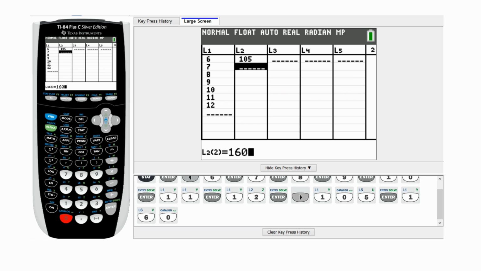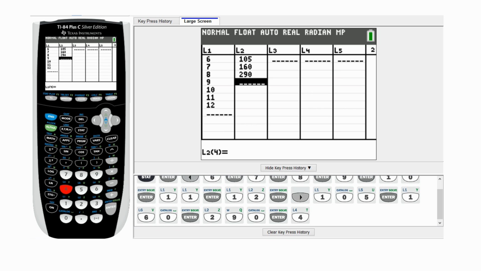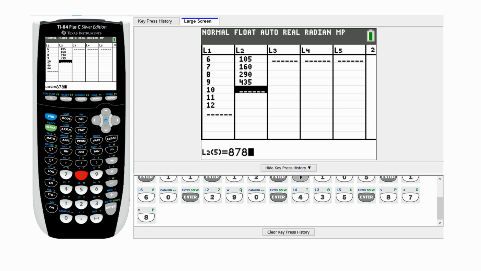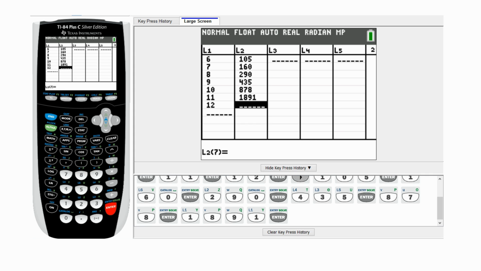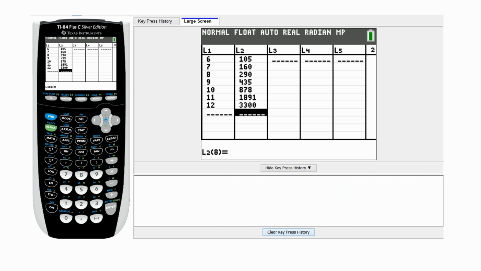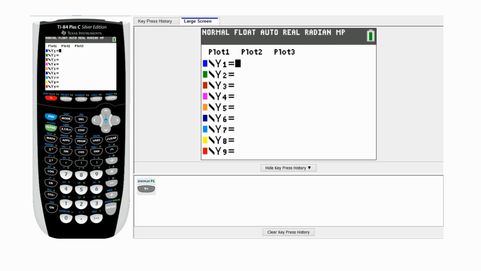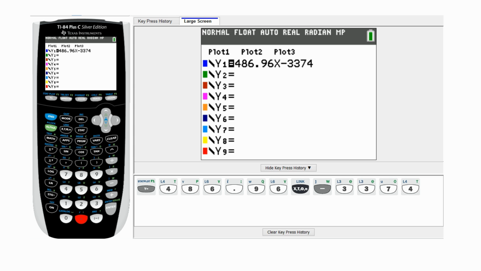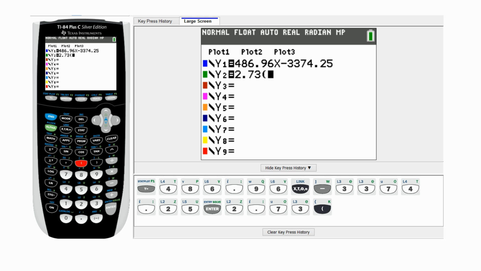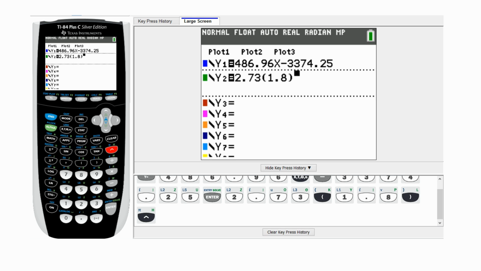105, 160, 290, 435, 878, 1,891, 3,300. Our next step is to type in our equations. Y equals 486.96 and then our variable minus 3,374.25. Enter. And then our exponential function 2.73 parenthesis 1.8 to the t power. It's going to always show up as x on here.